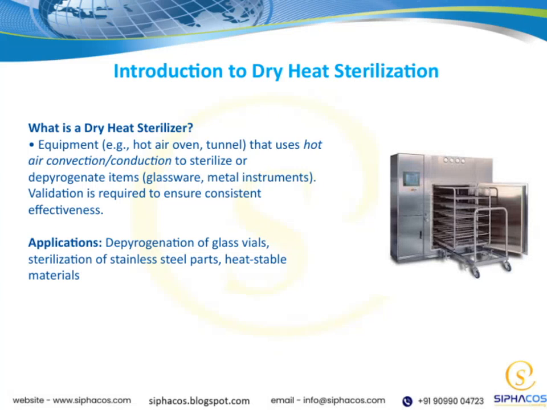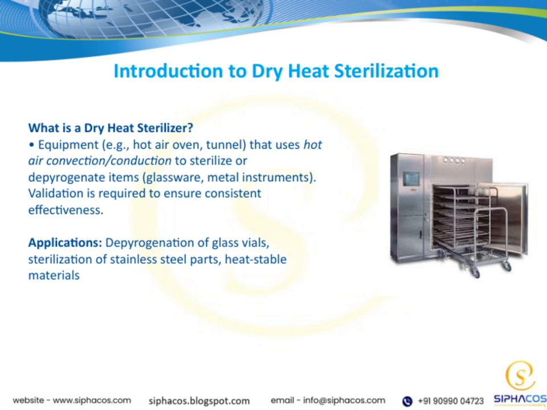Let's explore the basics of dry heat sterilization. So, what exactly is a dry heat sterilizer? Well, it's equipment like a hot air oven or a tunnel that uses hot air through convection or conduction to sterilize or depyrogenate items. Think of items such as glassware or metal instruments, those that can withstand high temperatures. It's important to note that validation is a crucial step here. We need to ensure that the sterilization process is consistently effective every time.